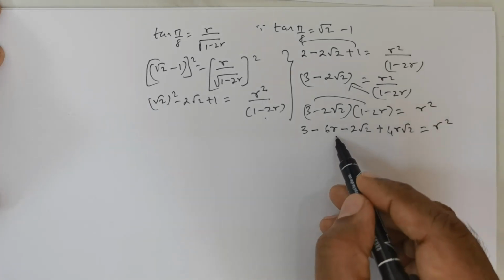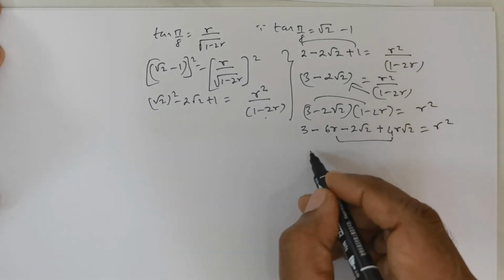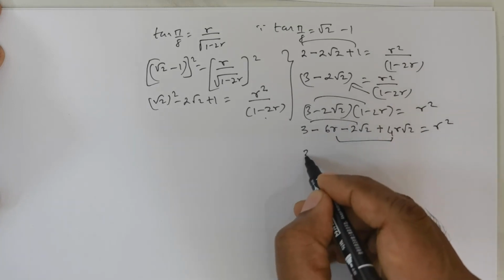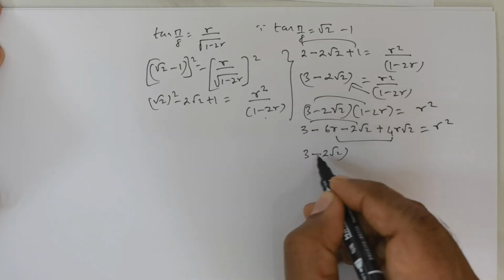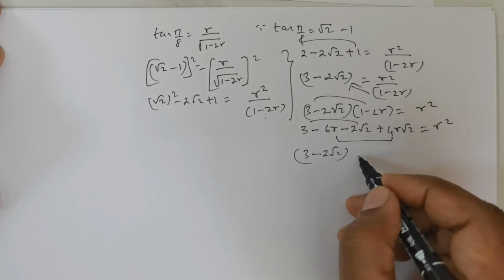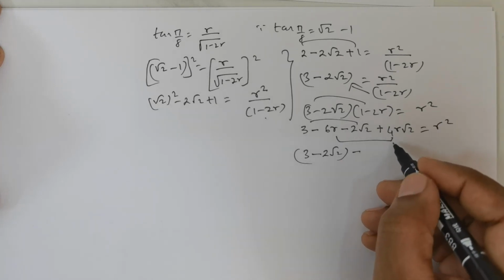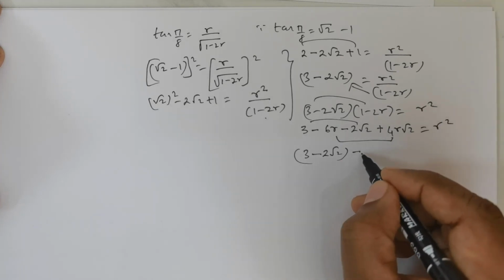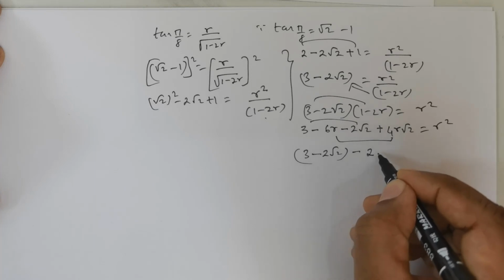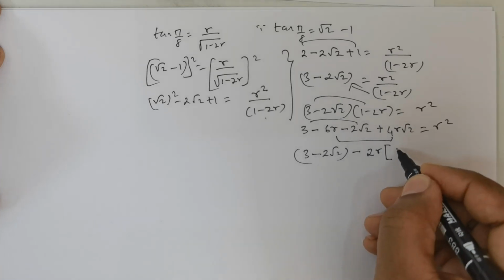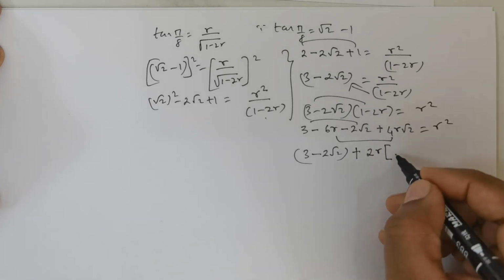Now what I wish to do is I would like to club these two together and these two together. So this is 3 - 2 times root 2, and over here I would like to take R out. So I will take 2 out, R out, and I'll take a positive sign.